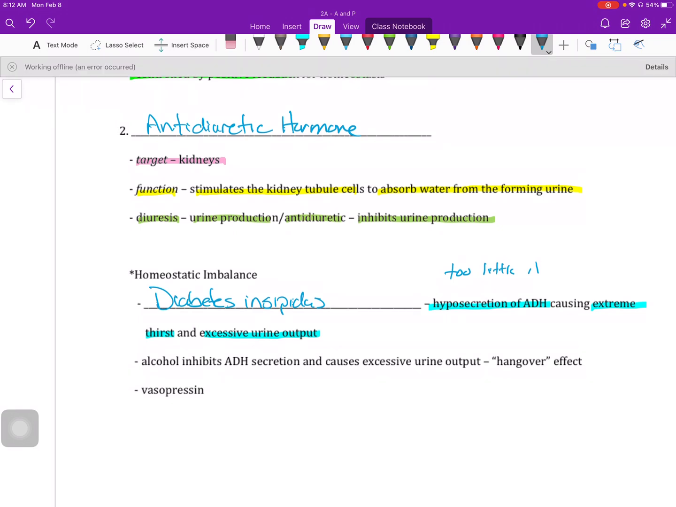All right, let me charge for a second, guys. It seems like my Apple Pencil died.